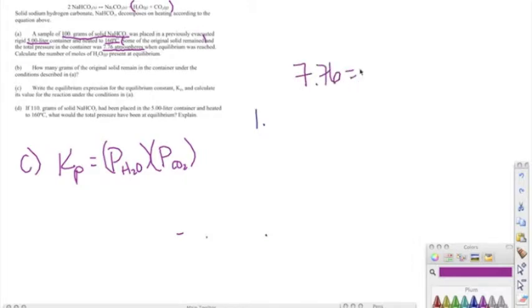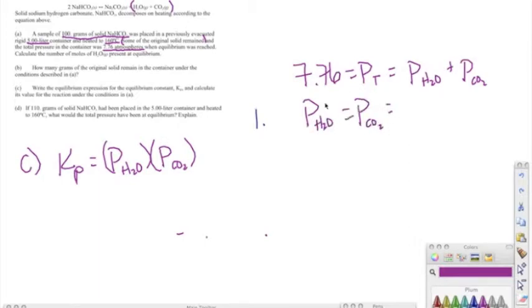and then because the equilibrium pressure was 7.76, and this is pressure total, which is equal to the pressure of water plus the pressure of CO2. If there were coefficients in front of here, then we would say like 2 times the pressure of water, or whatever the coefficients were would go in front. But this is a 1-to-1 ratio, so that means this 7.76 is equal parts water and carbon dioxide. So that means that the pressure of water and the pressure of CO2 are just simply 7.76 divided by 2, or 3.88 atmospheres.